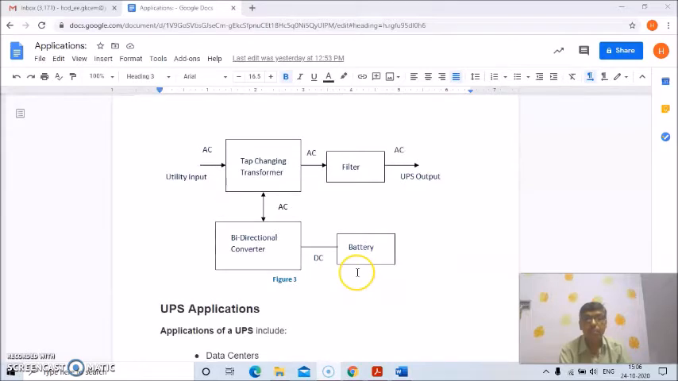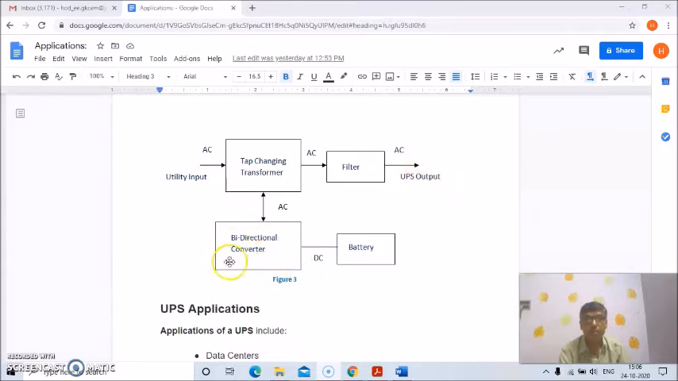The block diagram is like this. This is the utility input AC. This is the tap changing transformer. After tap changing, you can get the required AC here. Then it is filtered from different harmonics and noise, and this will be given to the UPS output.